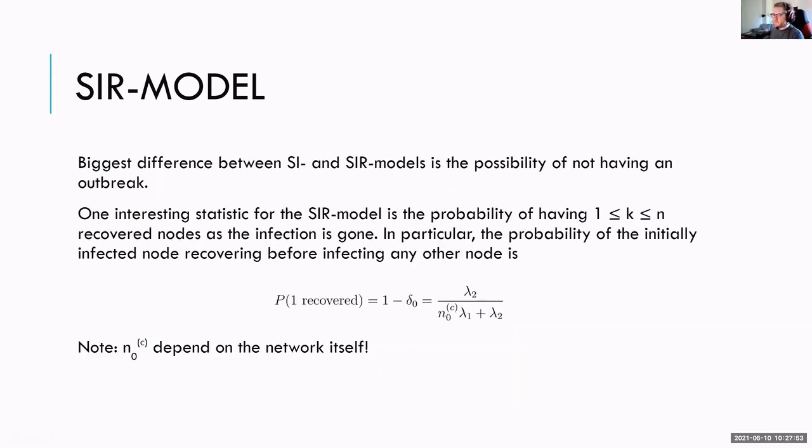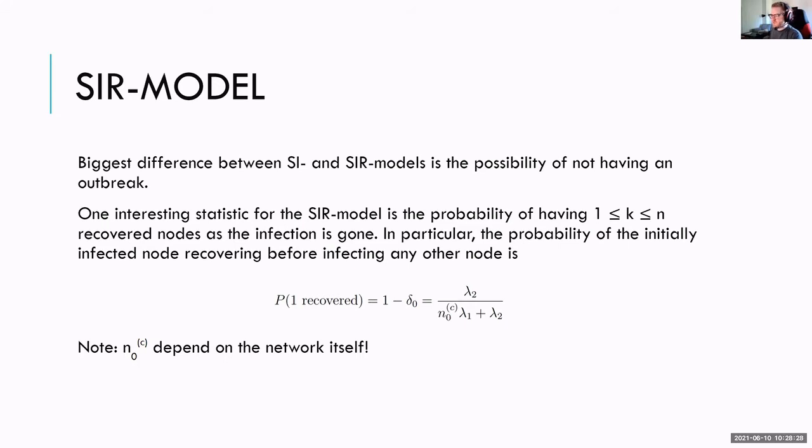So the biggest difference between the SI and SIR models is the possibility of not having an outbreak. Theoretically, every single infected node could recover, leaving some of the nodes still susceptible, even though the virus is gone. Say, for example, that we have 5 infected nodes. If we get 5 recovery events in a row, then the virus is gone, and we could still have millions of susceptible nodes.